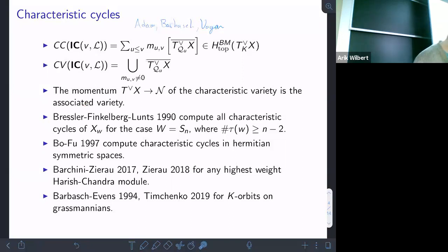Okay, so there are some things that are known about the characteristic cycle. Originally, Kazhdan and Lusztig conjectured that a lot of these were irreducible in type A, and then Bressler, Finkelberg, and Lunts computed all characteristic cycles of Schubert varieties, and they described some condition on the Weyl group element to say that all these things are irreducible. Is this a Schubert variety, or do you mean a K orbit?